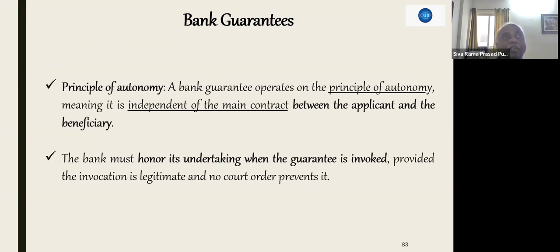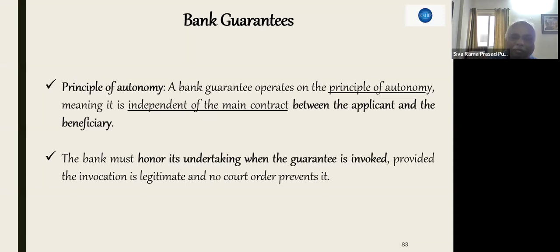The principle of autonomy. Bank guarantees operate on the principle of autonomy, meaning they are independent of the main contract between the applicant and the beneficiary. I'm not bothered about their contracts. I have given this guarantee, and once it is invoked, immediately I have to pay. Principle of autonomy: I am independent. I am not depending on the borrower's contention or the beneficiary's contention.